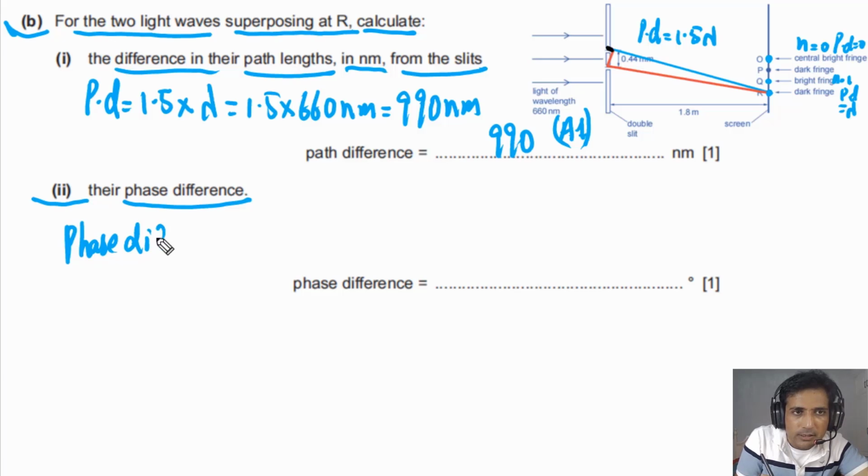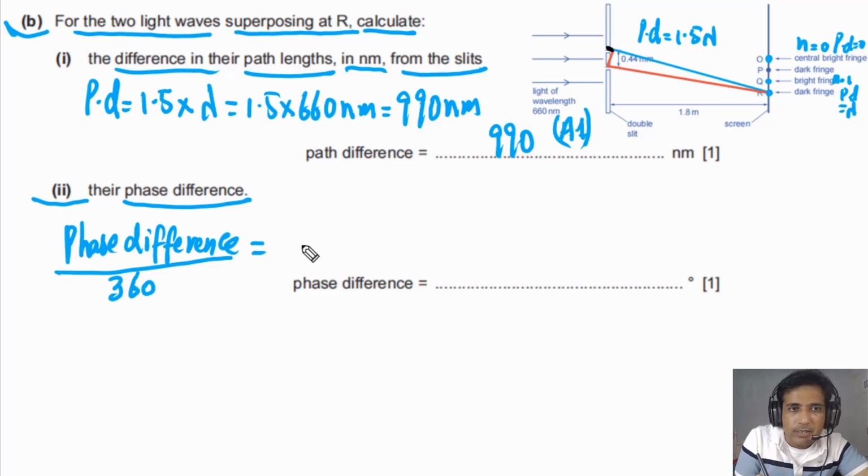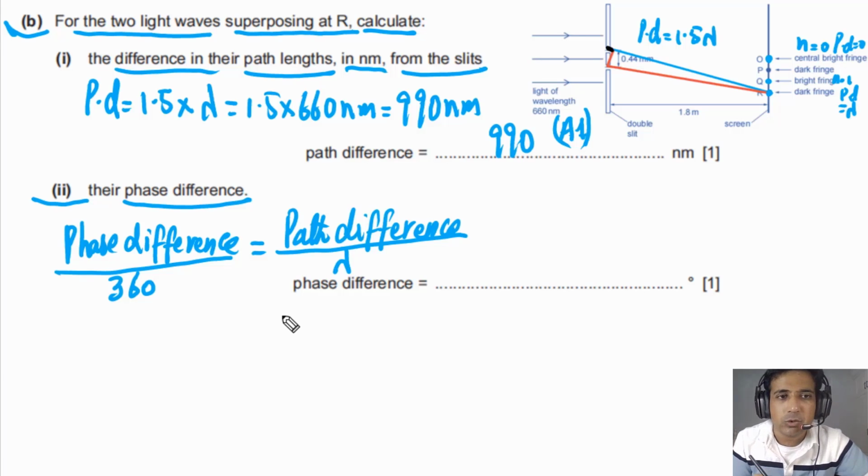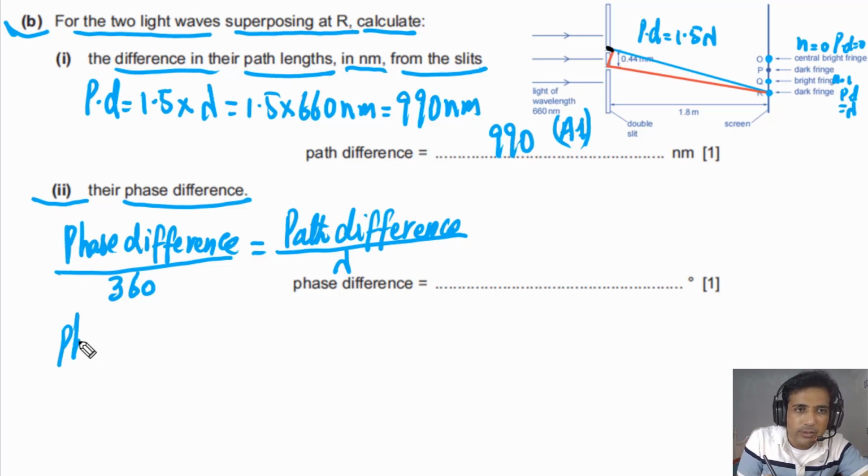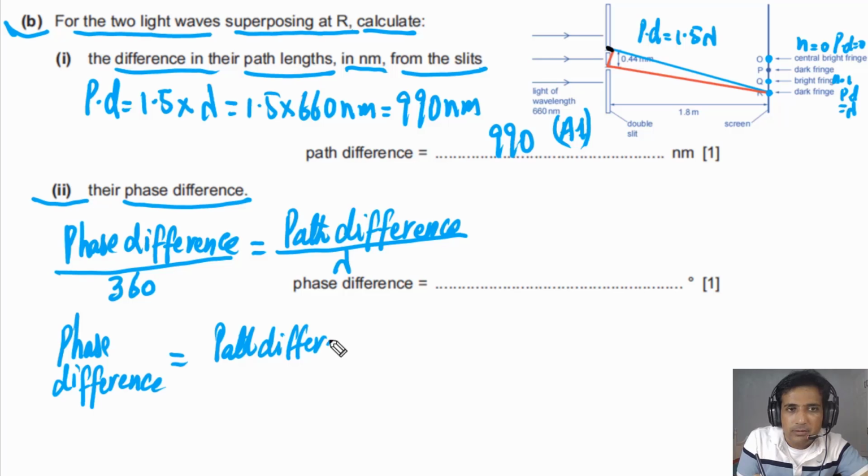Simply we can understand this one with the help of a formula. Phase difference divided by 360 degrees has to be equal to path difference divided by lambda. Now for this question, we need to calculate phase difference, so this is what we need to calculate. Phase difference in this case will be equal to path difference multiplied by 360 degrees, divided by lambda.